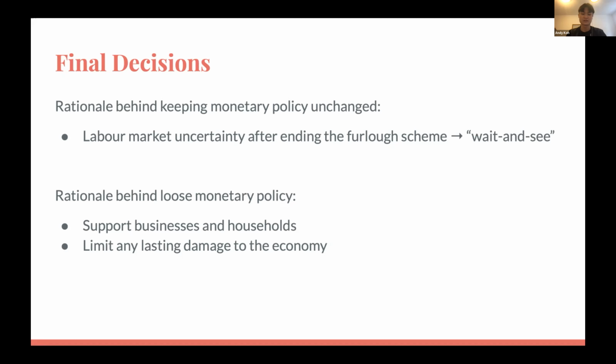So in conclusion, it is likely that the MPC decided to keep the monetary policy fairly loose to support economic recovery from the COVID-19 pandemic and viewed that it was currently premature to tighten monetary policy due to labor market uncertainty following the end of the furlough scheme.